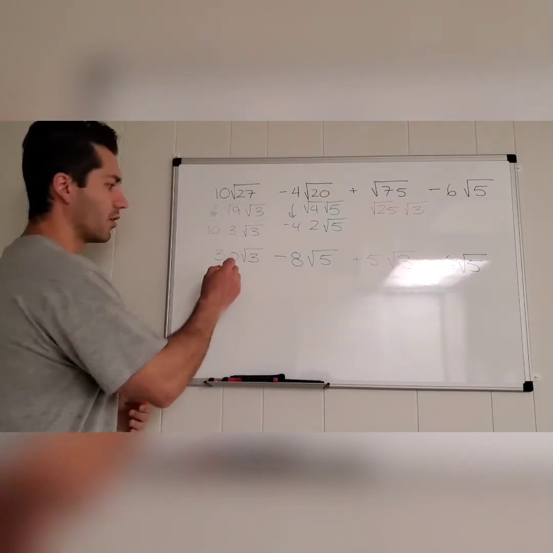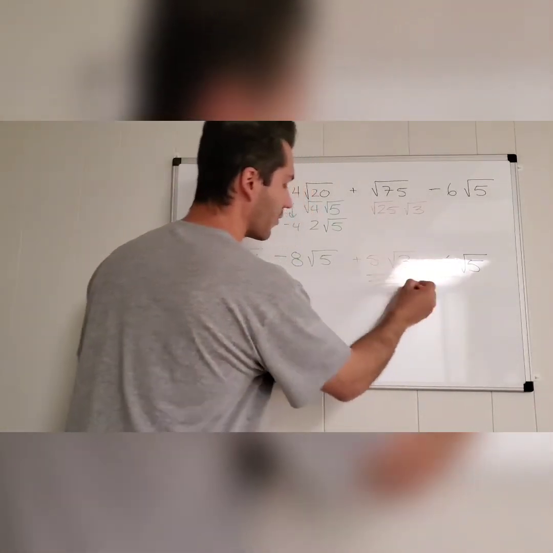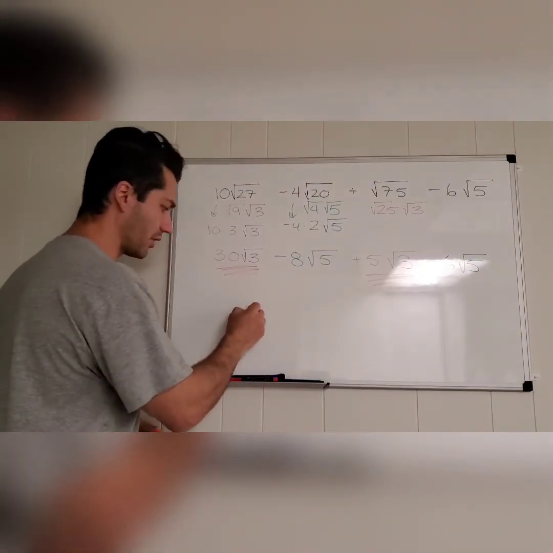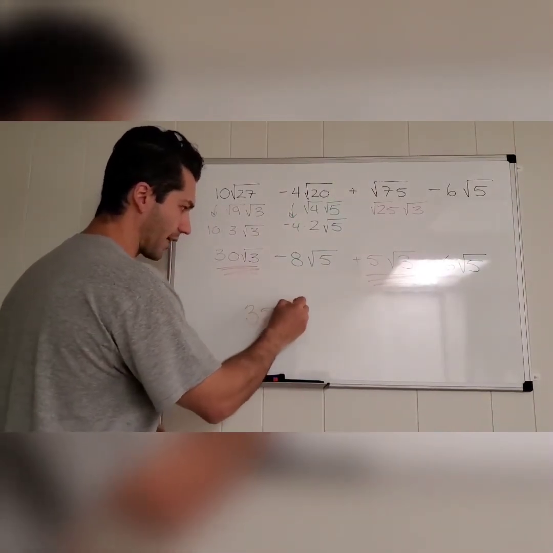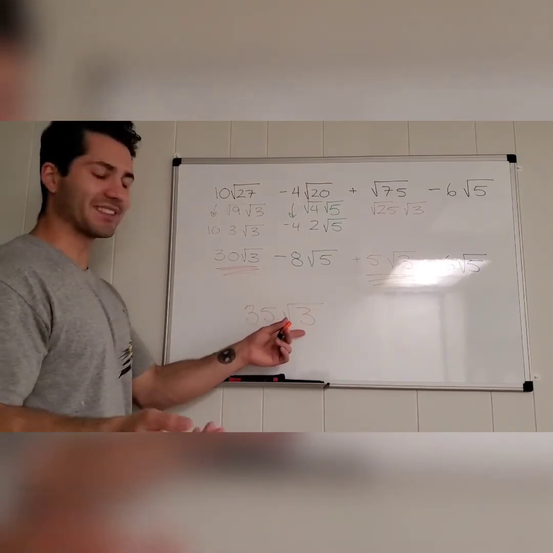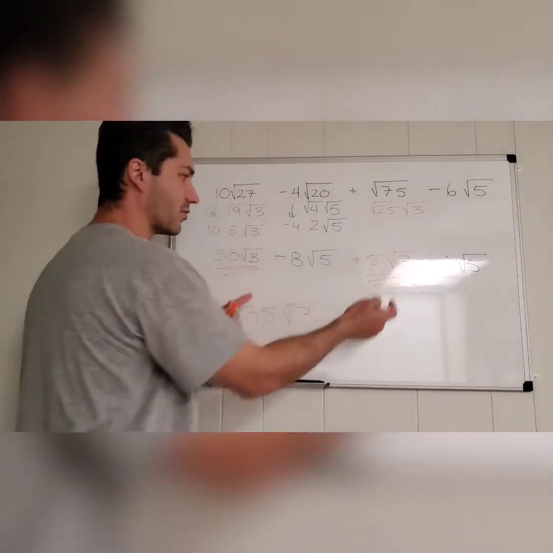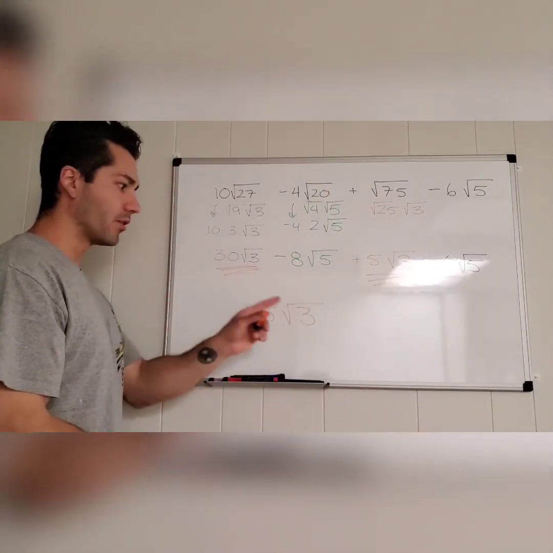That's gone. 30 radical 3 plus 5 radical 3 is 35 radical 3. Once again, common mistakes would be putting like a 6 there or something. People add everything. People add these numbers and the radicals. That's the problem. Don't be that person.